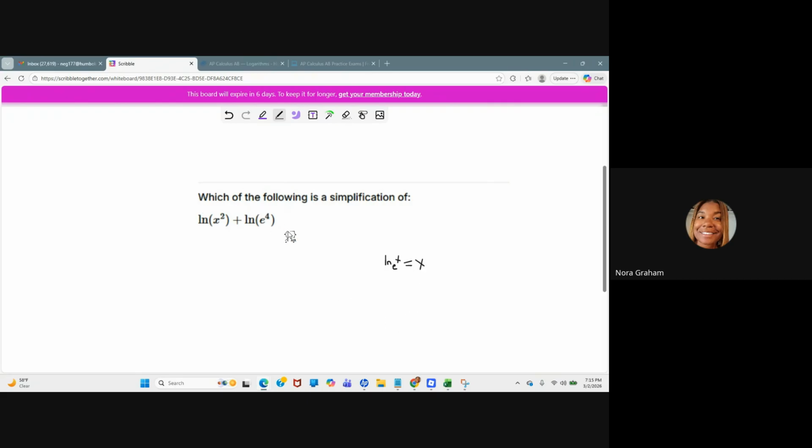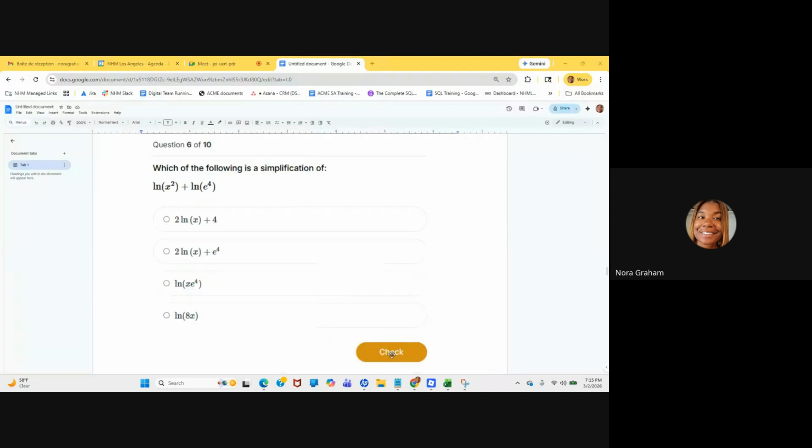So I can rewrite this. I can put ln x, let's just make that come along for the ride, plus 4, because ln e to the 4 we can just write as 4. I think that's as far as we can go. This one is a pretty simple one. You just need to know that ln and e property. So ln x plus 4 is going to be your answer.